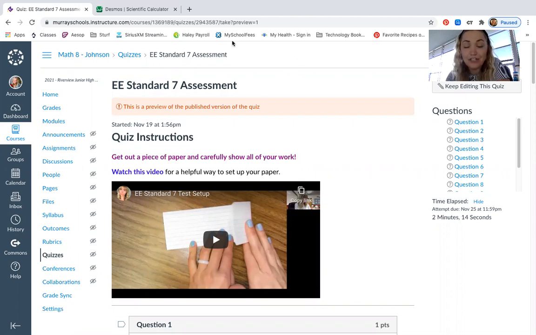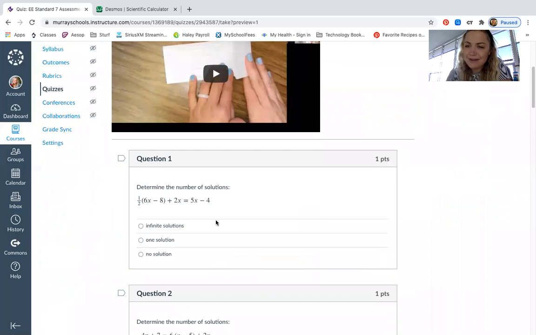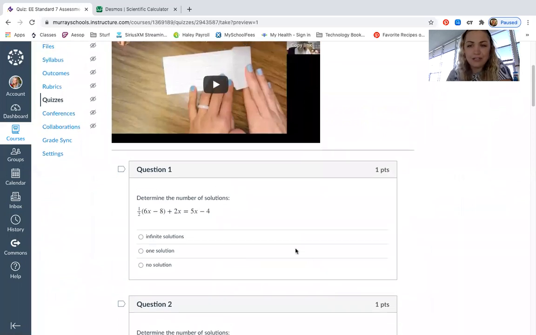And if you have your original work paper, that would be great because then we could look at that as well. If not, that's fine. Just go pull out a blank sheet of paper and we'll go over this on our blank paper.